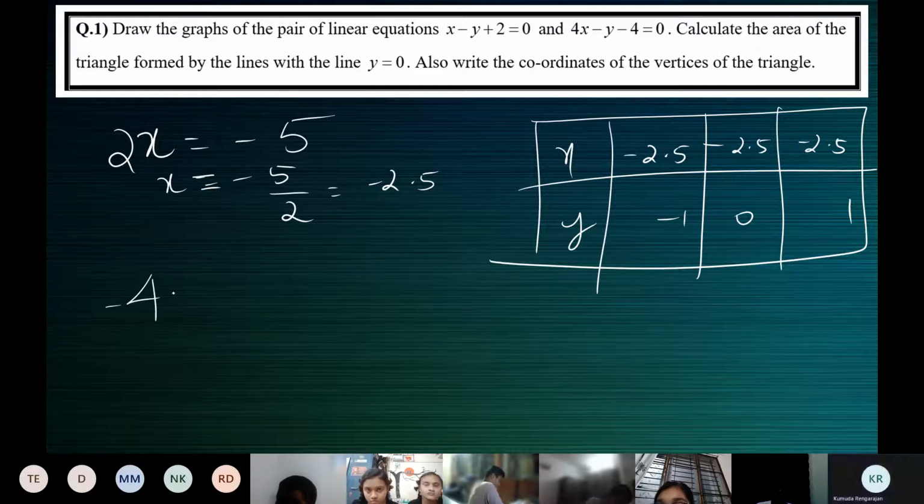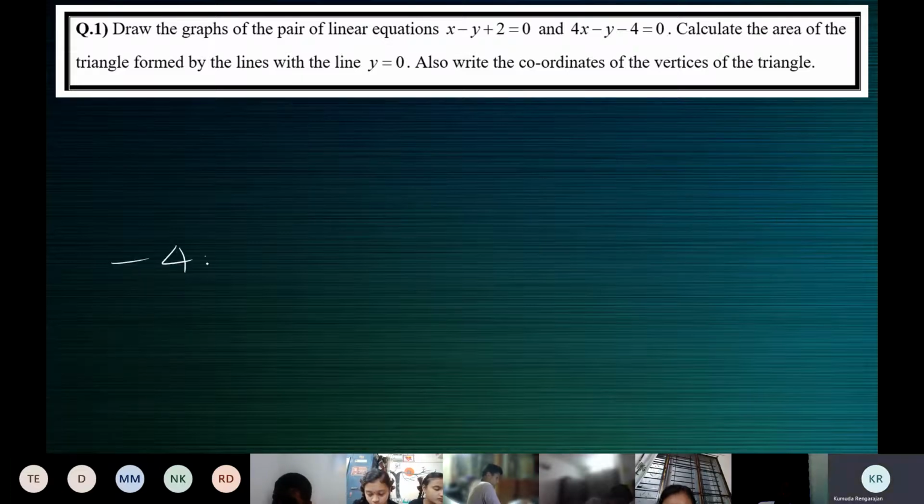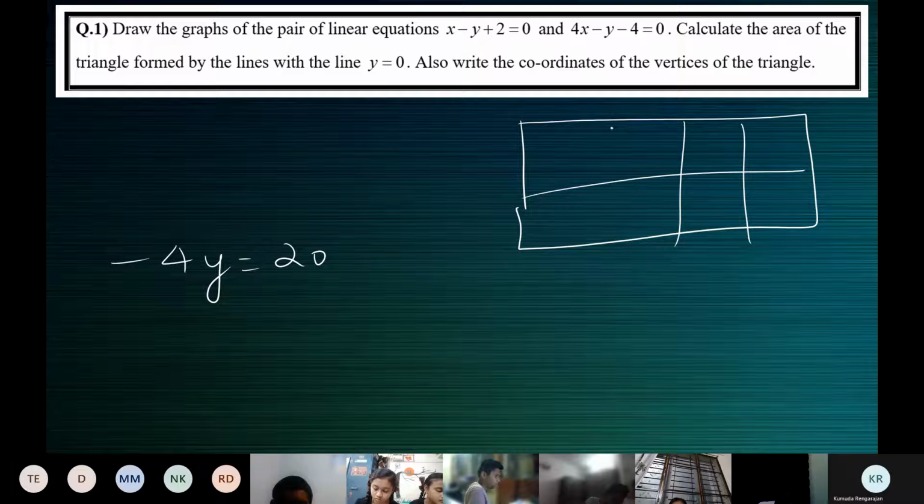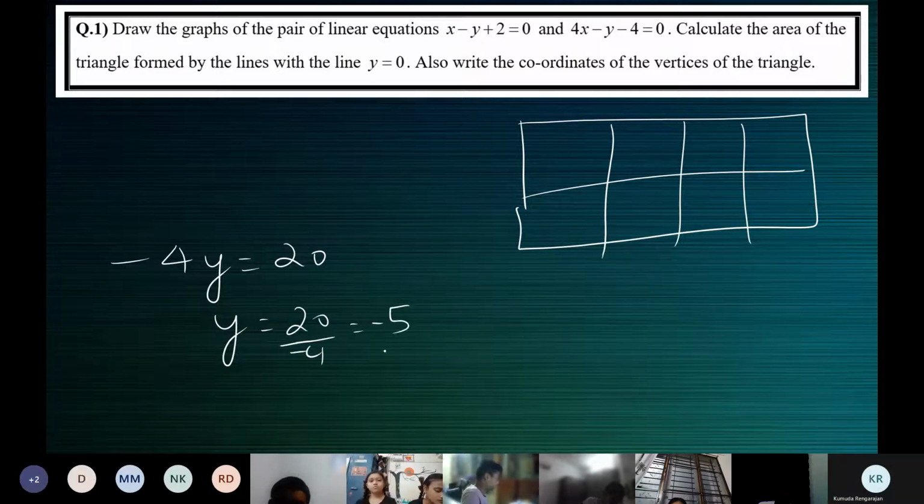So when you have -4y is equal to 20, how do you make the table for this? Y is equal to 20 divided by -4, ma'am. Y is -5. How do we make the XY table? Ma'am, for any value of x, y is always -5. Y is always -5 for any value of x.